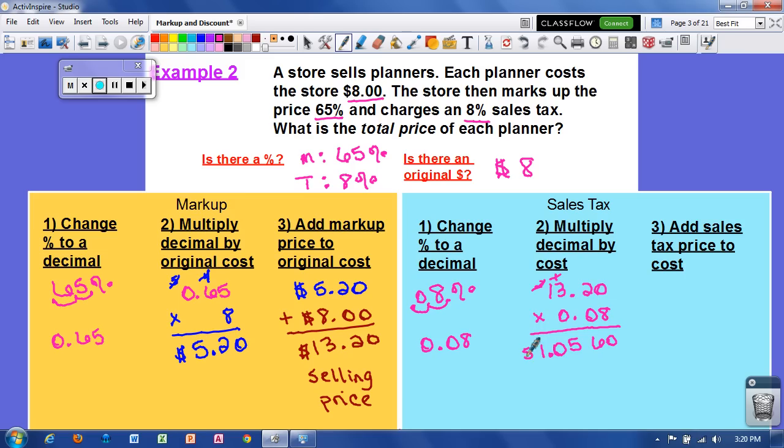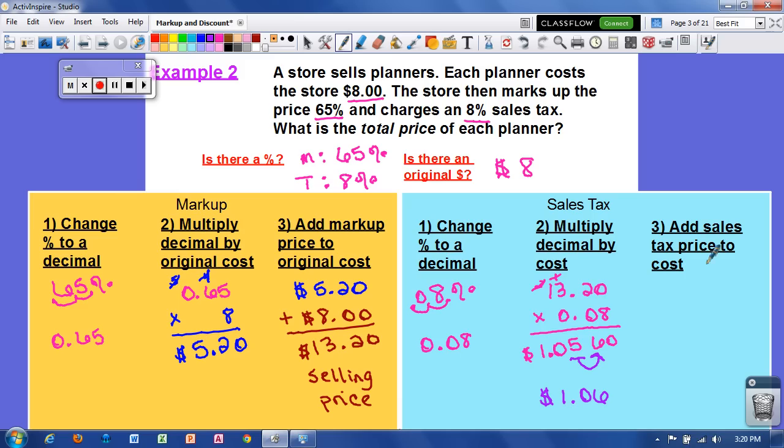So that is $1 and this amount. Since we're working with money, money always stops in the hundredths place. I have a 5 here and a 6 to the right, so I'm just going to round it to $1.06. So that's our sales tax.